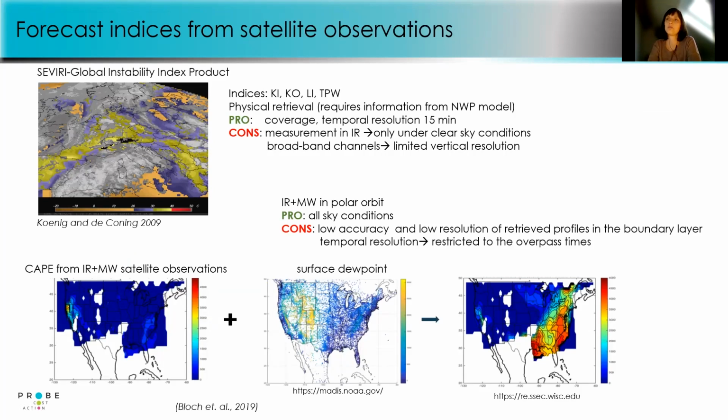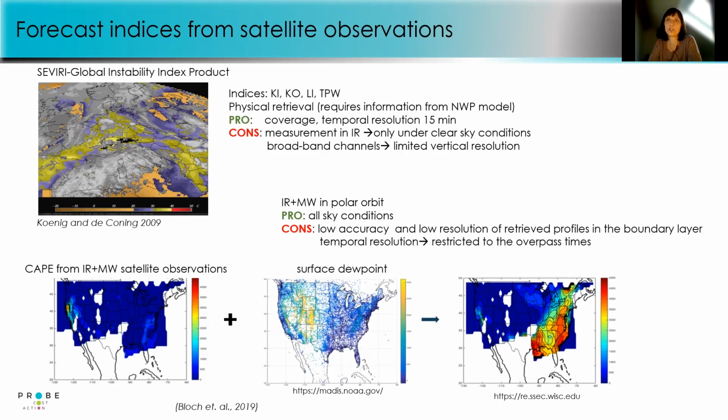Here you see an example of a global instability index product that is based on SEVIRI observations. The image shows K index. We see that this product is restricted to cloud-free areas, and clouds are shown with gray scale, since the observations are performed in the infrared. The next image below shows the CAPE index over the US calculated from combined infrared and microwave observations from a polar-orbiting satellite. The combination with microwave makes atmospheric profiling possible under cloudy conditions.